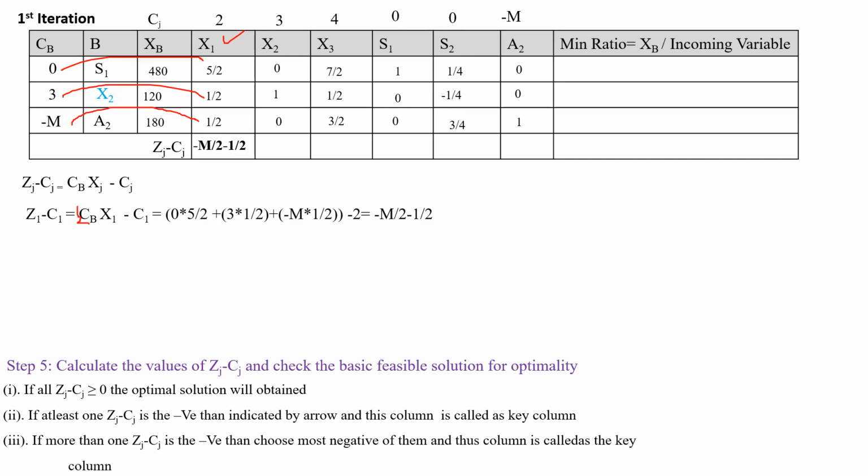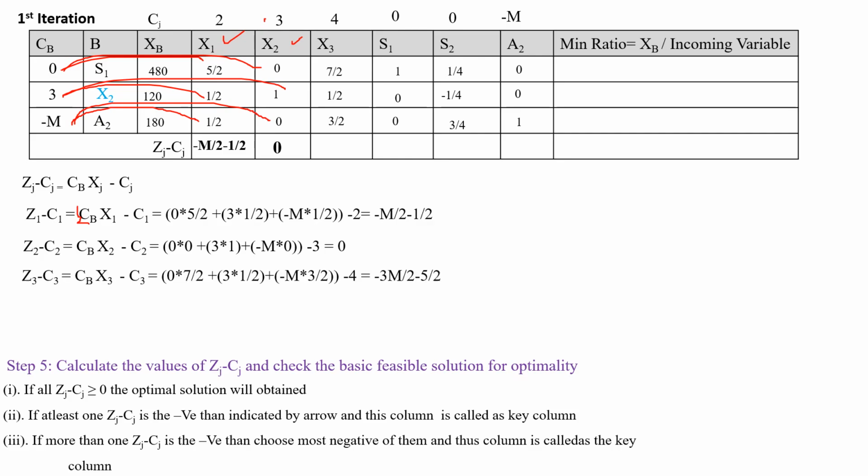Next we have to determine the Zj minus Cj for the second variable, x2, that is z2 minus c2 equal to summation of cb x2 minus c2, which will become 0 into 0 plus 3 into 1 plus minus M into 0 minus 3. So which will become 0. Next we look at the variable x3, that is z3 minus c3 equal to summation of cb x3 minus c3, which is 0 into 7 by 2 plus 3 into 1 by 2 plus minus M into 3 by 2 minus 4. So which will equal minus 3M by 2 minus 5 by 2.